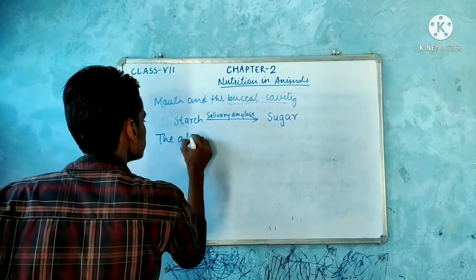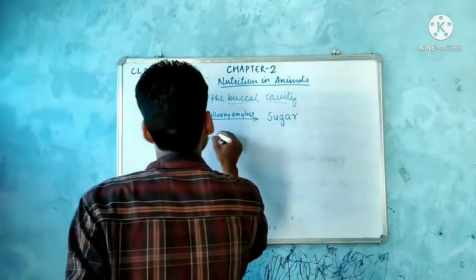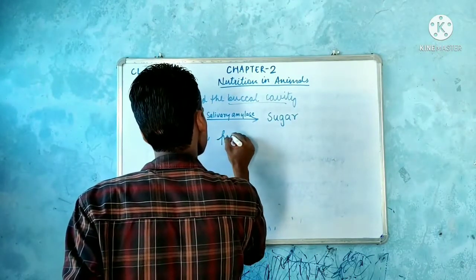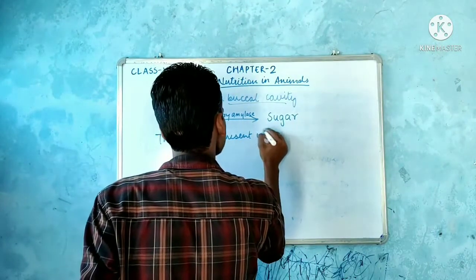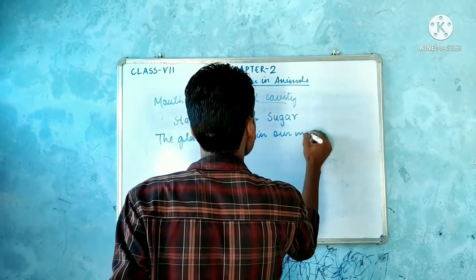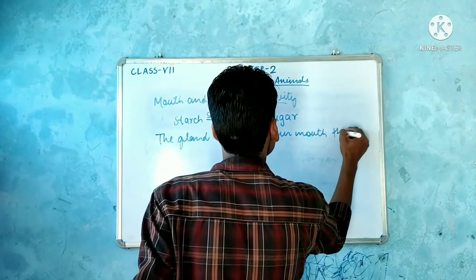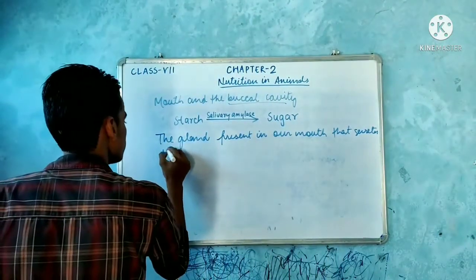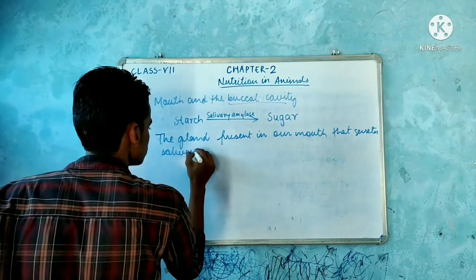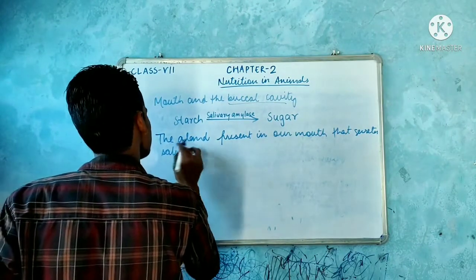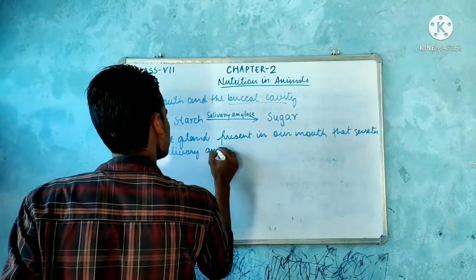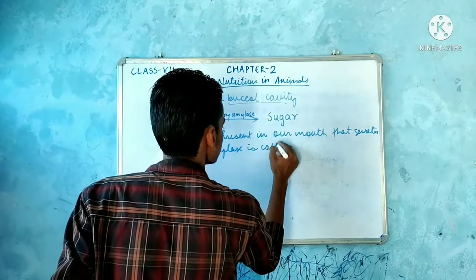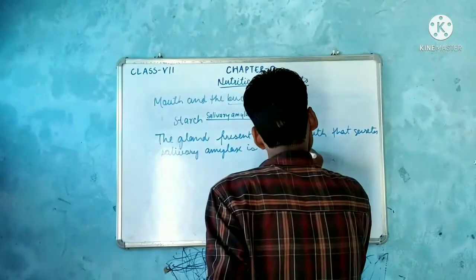The gland present in our mouth that secretes salivary amylase is called salivary gland.